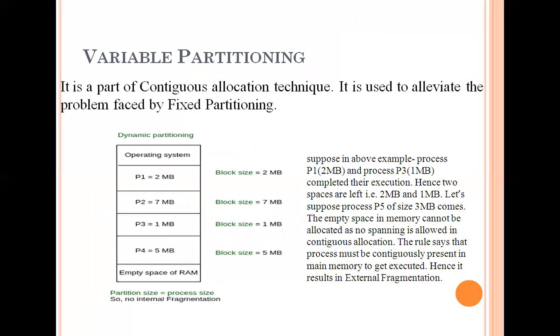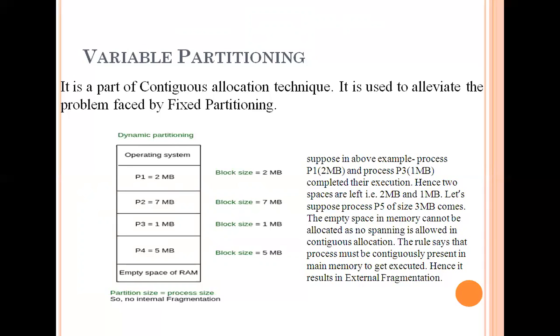Next, in order to fix this disadvantage, we have shifted to variable partitioning. Now, what is variable partitioning? It is a part of contiguous allocation technique. It is used to alleviate the problem faced by fixed partitioning. Earlier, in case of fixed partitioning, we fixed the size of the block, but in this case, we have not fixed it.